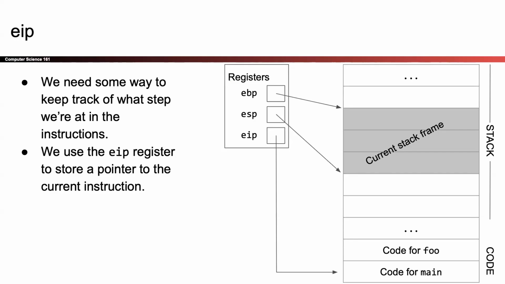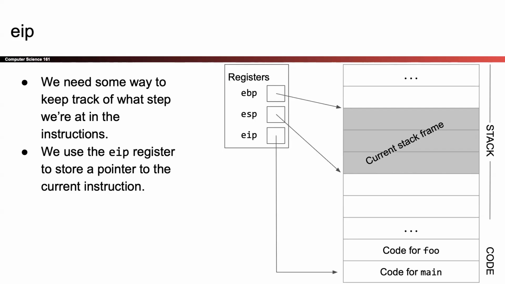Is EBP ever going to change? Yes. When we do a function call, we're going to allocate some space below the current stack frame for the function we're calling. We're going to move EBP down and ESP down.